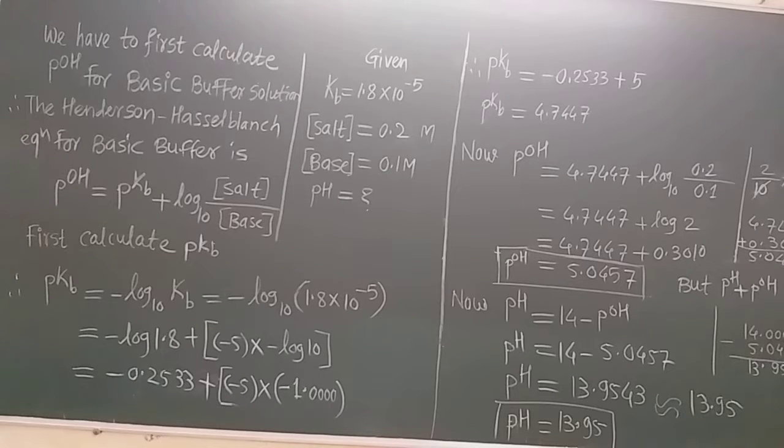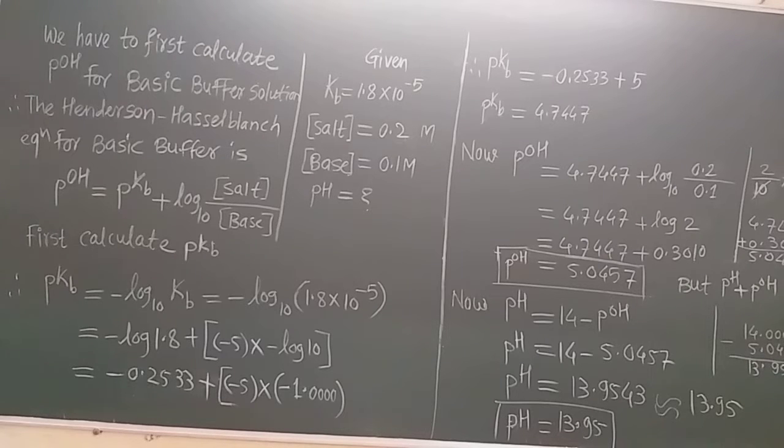So we have to first calculate the pOH of the basic buffer solution. Now the pOH is given by the Henderson-Hasselbalch equation for the basic buffer: pOH is equal to pKb plus log to the base 10 of concentration of salt divided by concentration of base. Now first calculate the pKb value.